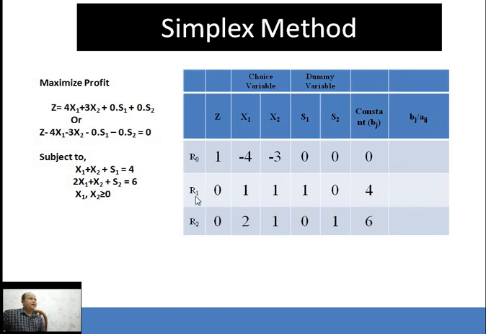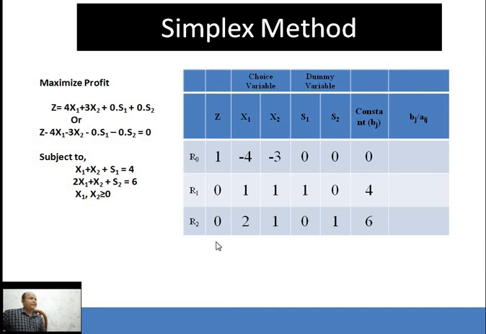Now come to row 1. Here the first constraint is x1 plus x2 plus s1 equal to 4. There is no z, so the coefficient of z is 0. The coefficient of x1 is 1, so it is 1. Coefficient of x2 is 1, so it is 1. Again, the coefficient of s1 is 1, so it is 1. There is no s2, so it is 0. The constant part is equal to 4, so it is 4.